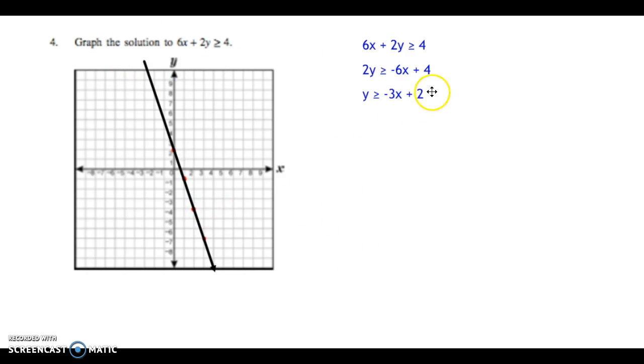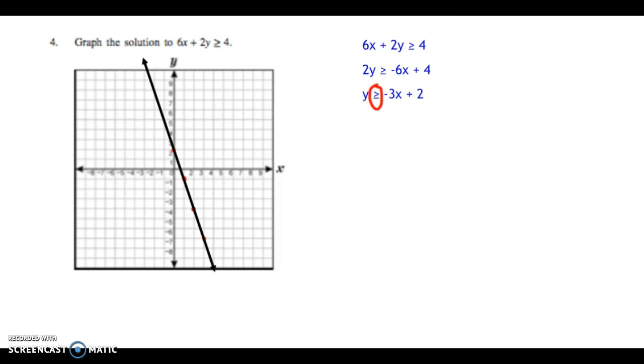We should actually see whether it's a dotted or solid line. When you look at this inequality, there's an underline underneath it, which means equal to. That means it's going to be a solid line, not a dotted line, so we did that part correctly. I'm going to put arrows at the edges to make it look like it's supposed to look. And now all I need is shading. It says greater than or equal to.